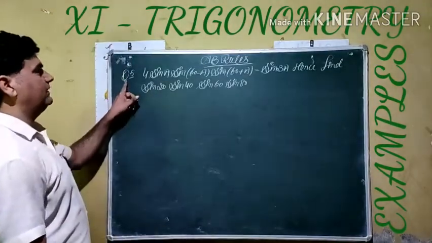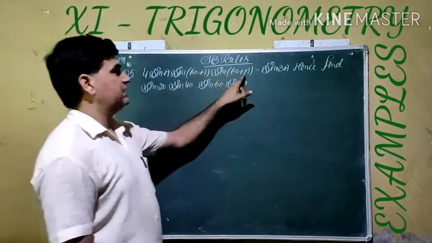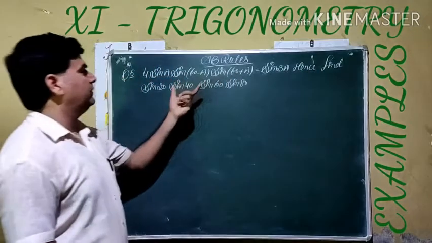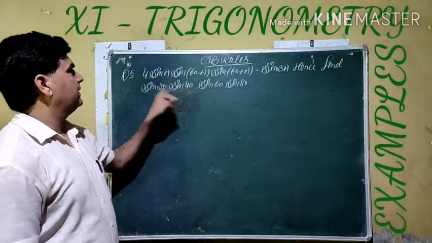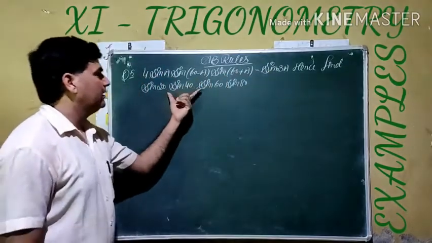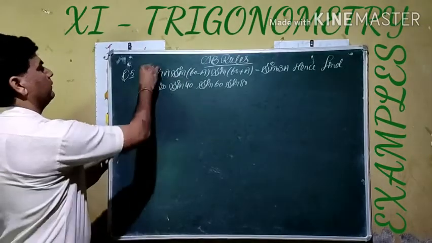Now question number 5 is: 4 sin A sin(60 − A) sin(60 + A) is equal to sin 3A. Hence find the value of this statement. It means first of all we have to prove this and utilize this result in the calculation of the second part of the statement. We are going to start from the statement.